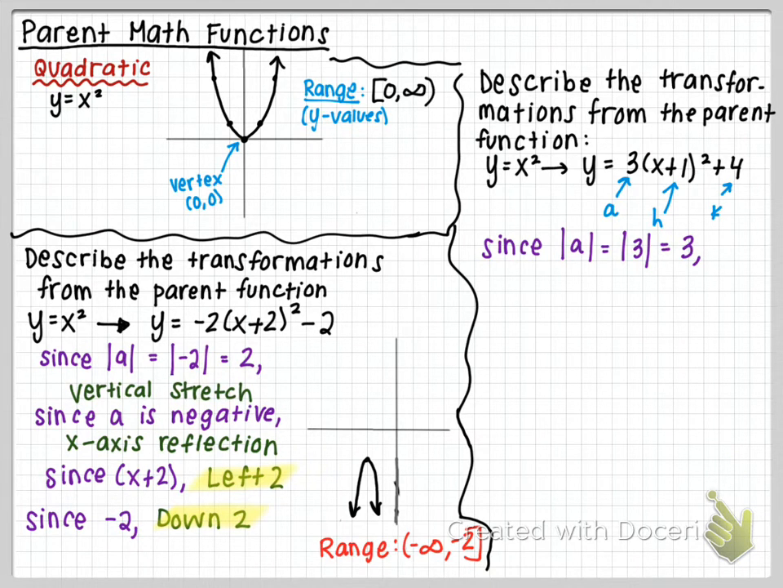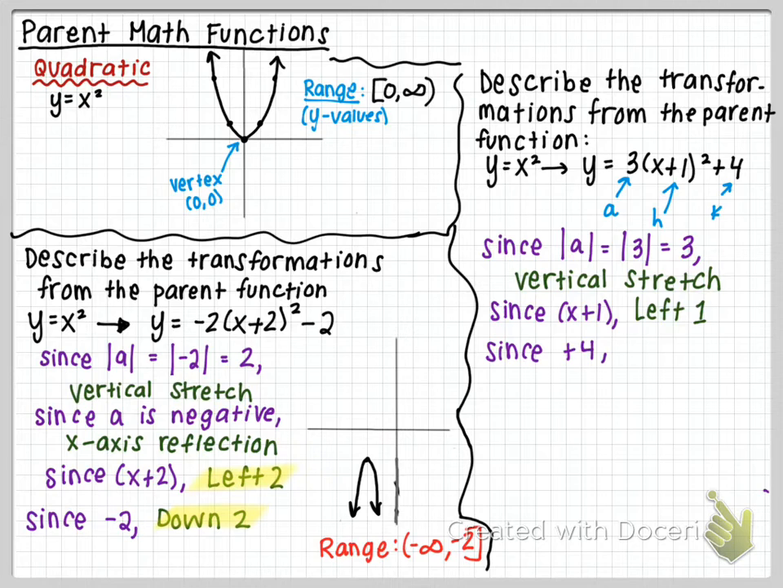So since it's 3, we're going to have a vertical stretch. Vertical stretch, okay? Now we're going to look at the H piece. So we're going to say, okay, cool, I'm done with my A. Now what about, is it moving left or right? The X plus 1 means it's going to be moving left 1 unit. Now the plus 4 at the end, it's moving up or down? It's moving up 4, okay? So see how I pulled that apart? I want you to do the exact same things. So now let's graph it.